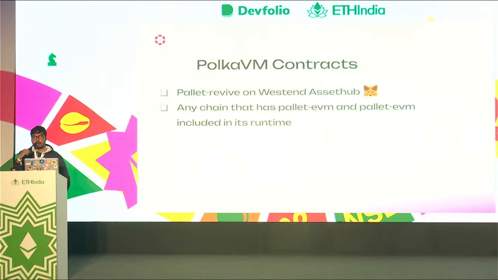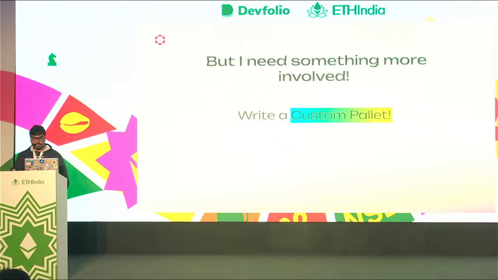We have provided you all the resources that are present in the Hackathon Bible. And to be honest, Westend Asset Hub is not the only place where you can deploy. Polkadot has 100 plus parachains, and some of those parachains have Pallet Ethereum and Pallet EVM included in their runtime. So these are also chains that you can target if you are a Solidity dev. Or if you need something more challenging, maybe write your own custom pallet, or make your own rollup or something like that.